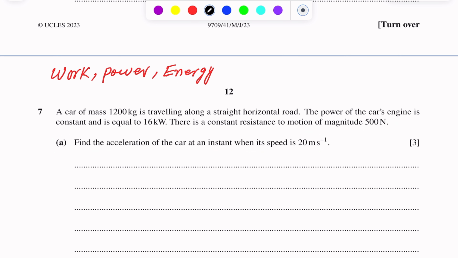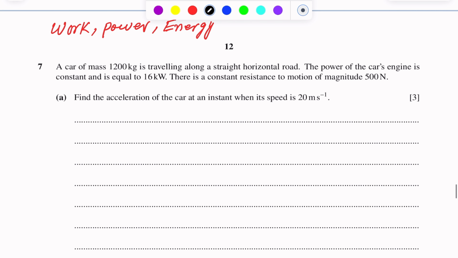This can be the diagram for this, a simple diagram. Horizontal road, and this is the car moving on this side. The opposing force, force of friction, resistive force, F is equal to 500 Newton. This is given.